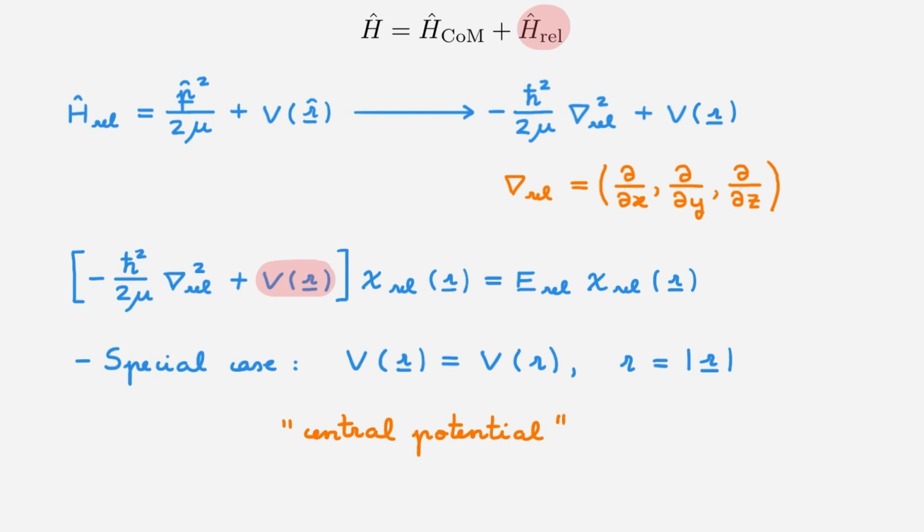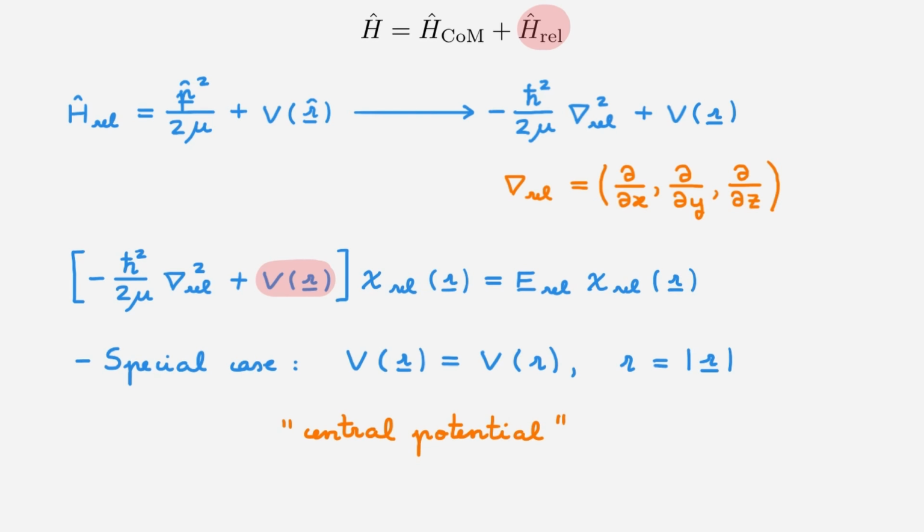This means that what we learned about the motion of a single particle in the central potential in the corresponding videos can be directly used to describe the relative motion of two particles interacting via a potential that only depends on the distance between the two particles. You may wonder whether this is a situation that we ever encounter, and the answer is a resounding yes.